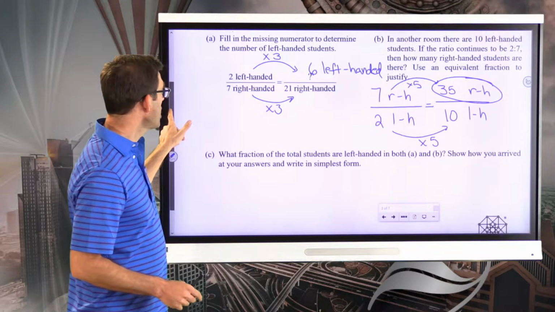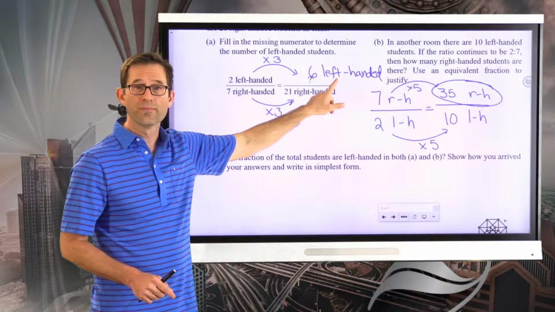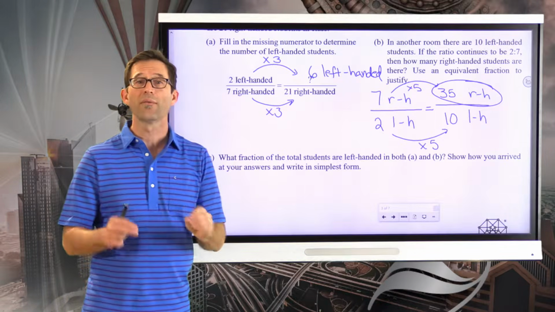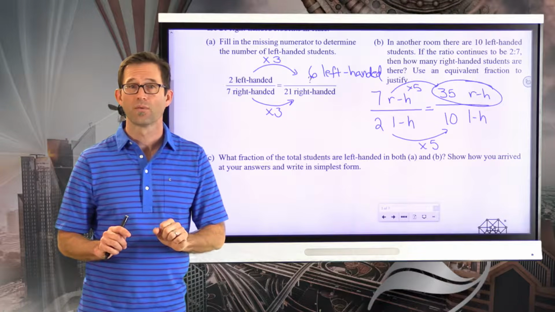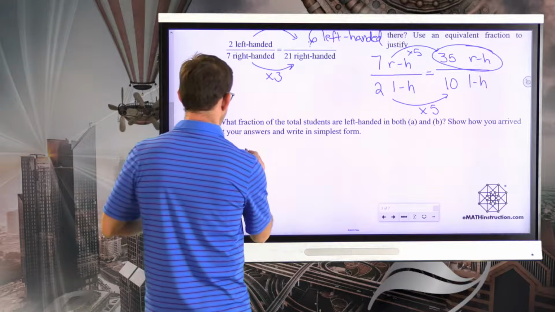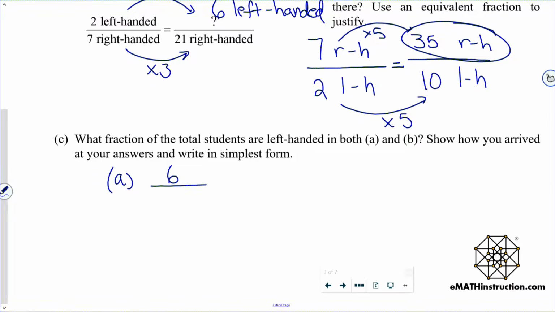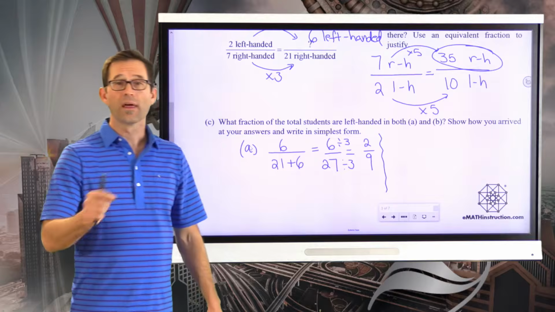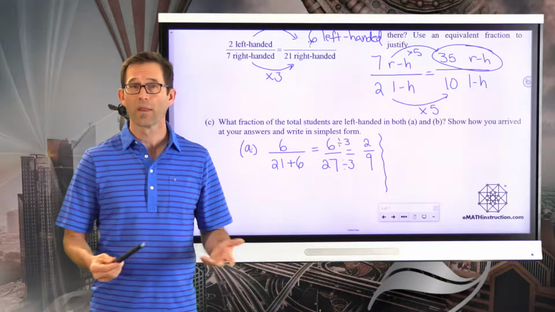So, in letter A, we have 6 left-handed students, 21 right-handed students, so we have 27 total students, right? And I want to figure out what fraction of them are left-handed, so that will be 6 divided by, actually let me put this down, 21 plus 6, just so we all know where it comes from, and that's 6/27. Now I can reduce that fraction by dividing both the numerator and the denominator by 3, and that's going to give me 2/9. So, in letter A, 2/9 of the students are left-handed.